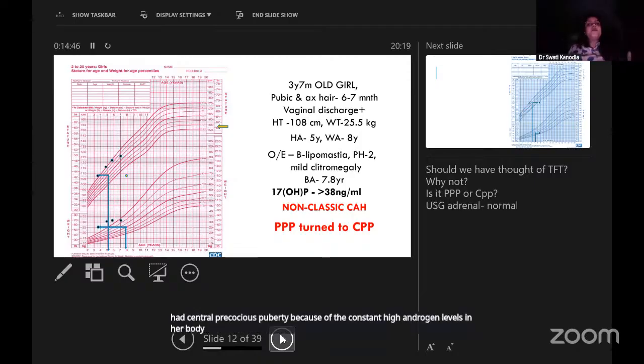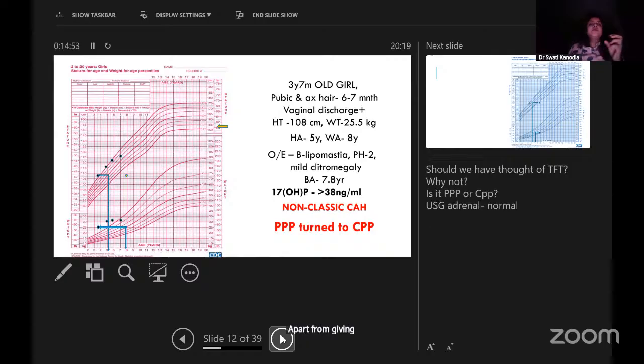This child had central precocious puberty because of the constant high androgen levels in her body. The peripheral precocious puberty led to central precocious puberty. So in this child, apart from giving treatment for CAH, we had to give GnRH analogs also to stall her puberty.